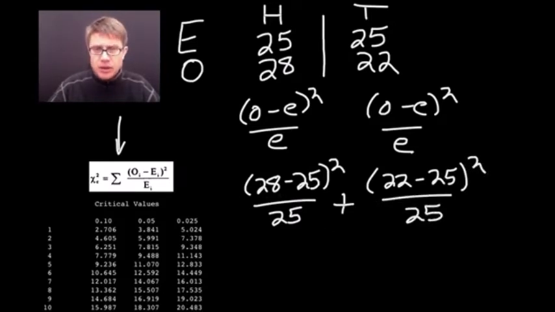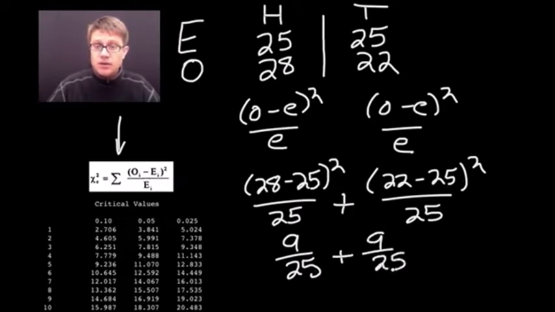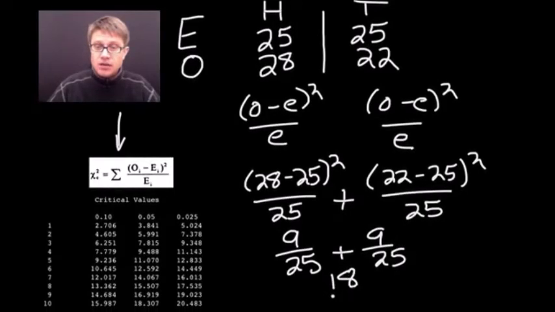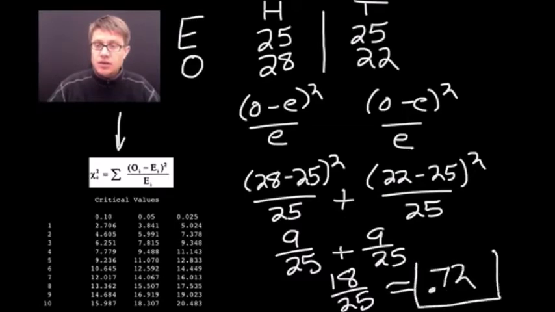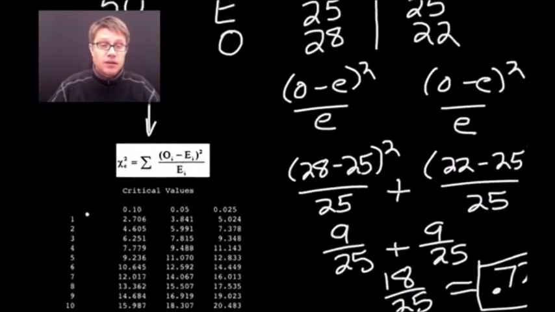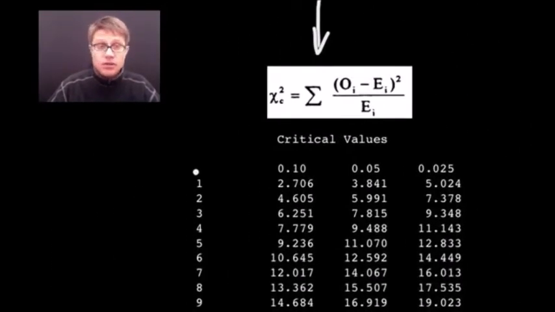So you can do this in your head. 28 minus 25 is 3. Square that is 9 over 25 plus 22 minus 25 is negative 3 squared is 9 over 25. And so our answer is 18 over 25, which equals 0.72. Okay, so that's our chi-squared value for this data that we just collected. Now let's go over here to our critical values. Well, we said that we had 1 degree of freedom because there's 2 outcomes. 2 minus 1 is 1, so we're in this row right here.